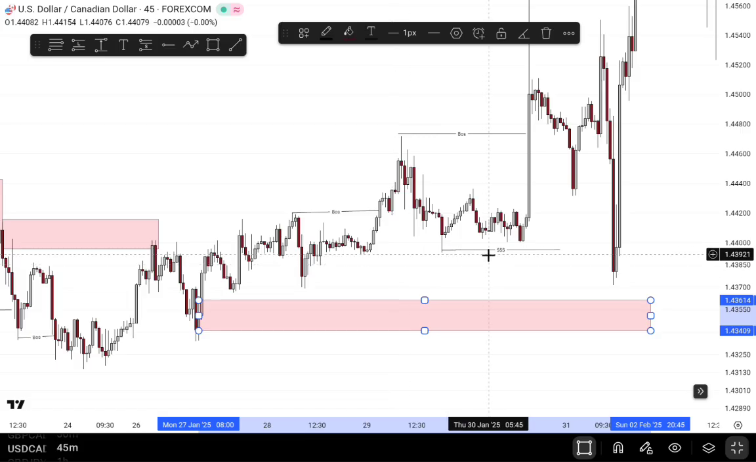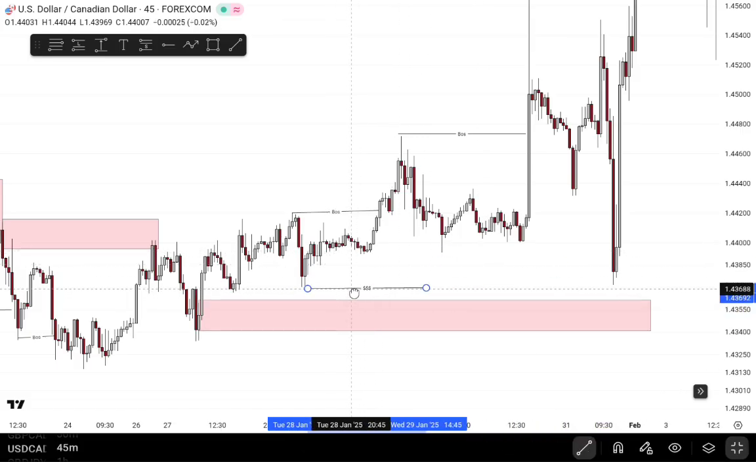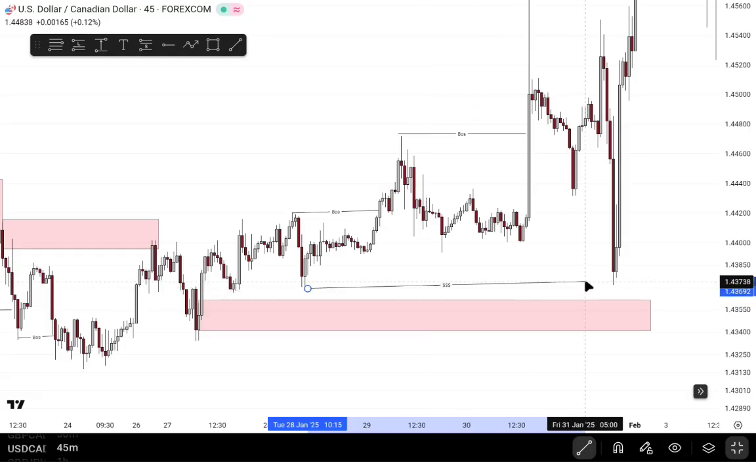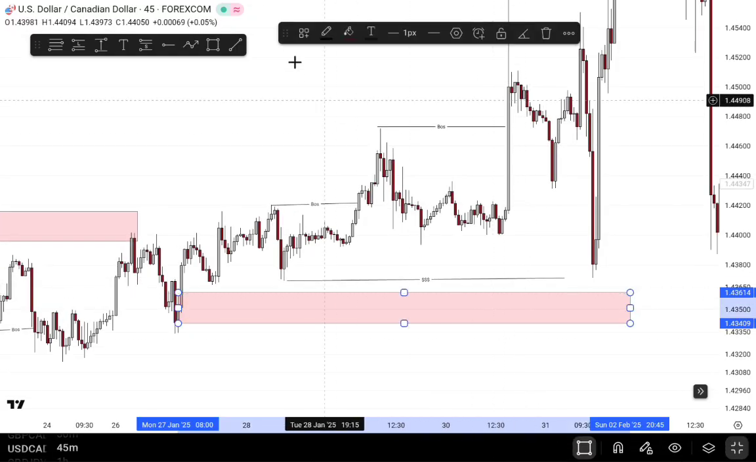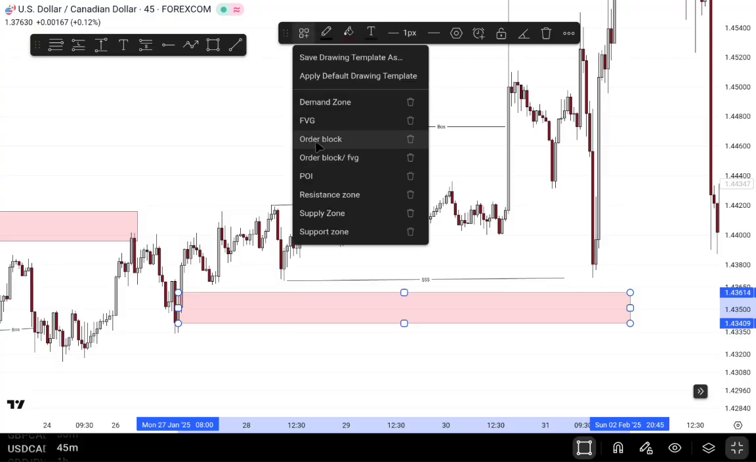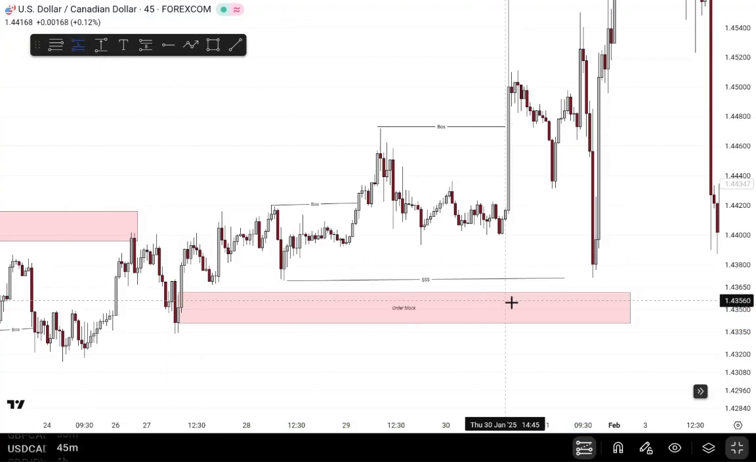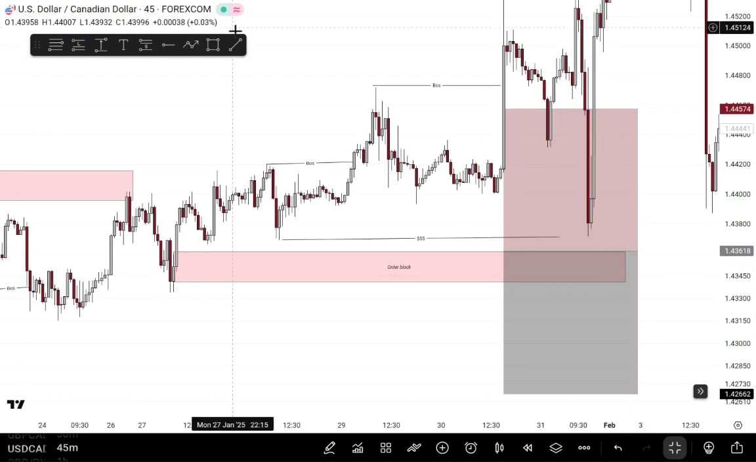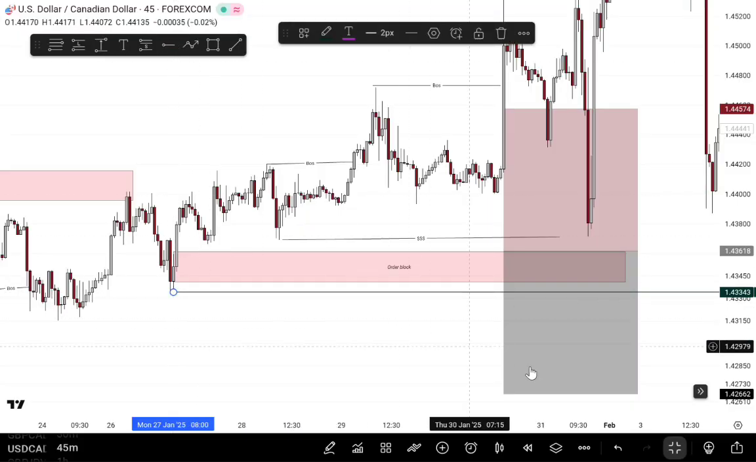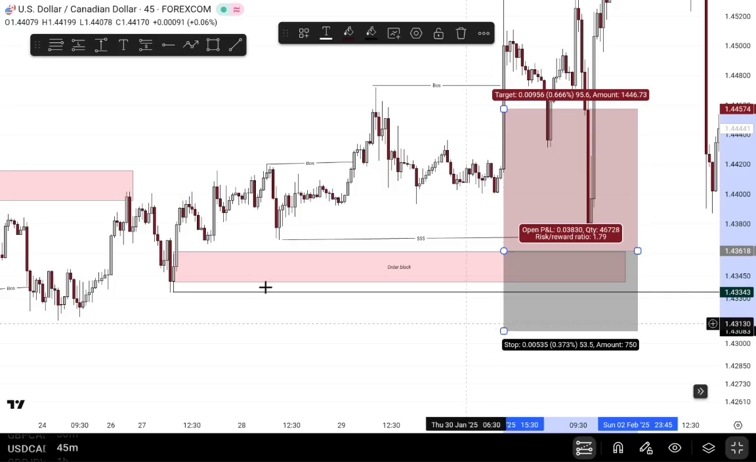Now I will be taking everything around here as liquidity. So this is how I do trade. My stop loss is going to be at this order block. I'm going to use my long position tool. All right, so my stop loss is going to be somewhere here, right? I'm just going to give a few pips like this.